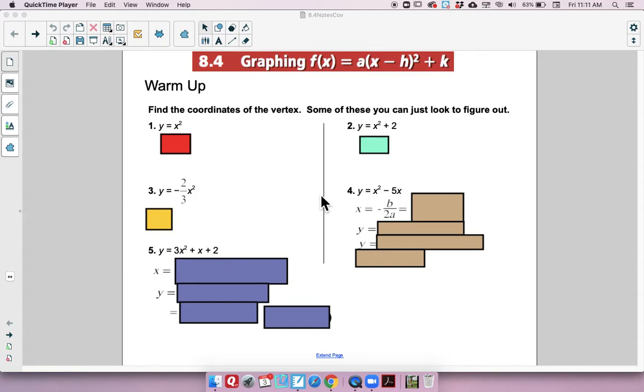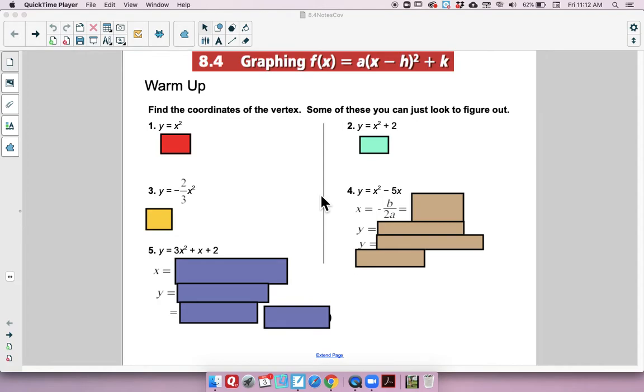Graphing f of x equals a, the quantity x minus h squared plus k, otherwise known as vertex form. All right, let's start with the warm-up. And again, remember, the best way to do this is to try them yourself. Pause the video, try them yourself, and then uncover and make sure that you're on the right track. And if not, figure out where you went astray. That's called learning at the ultimate way.